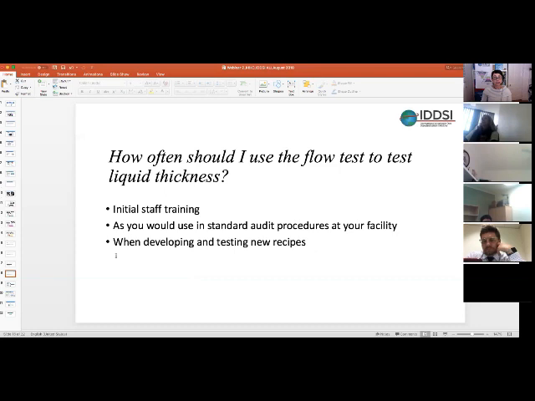How often should I use the flow test to test a liquid thickness? Now again, initial staff training is going to be really important, and then after that, as you would with any standard audit procedures at your facility. So if you already do daily testing or weekly testing or spot testing at your facility, that's when we'd recommend that you continue to use the IDDSI Flow Test. You might also find that it's beneficial when you're developing and testing new recipes, to make sure that they are at a particular thickness level.